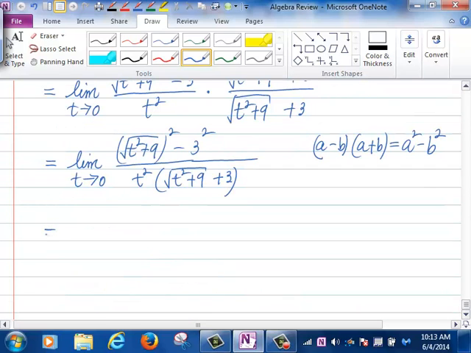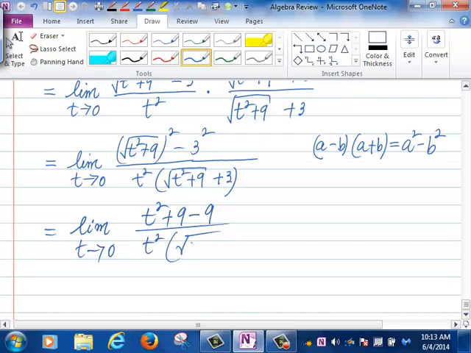Okay, so this is equal to the limit as t goes to 0. In the numerator, then I get t squared plus 9 minus 9, divided by t squared times the root of t squared plus 9 minus 3. Sorry, plus 3.